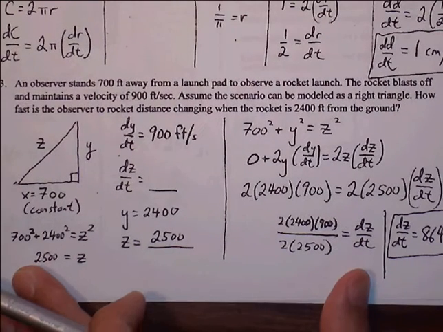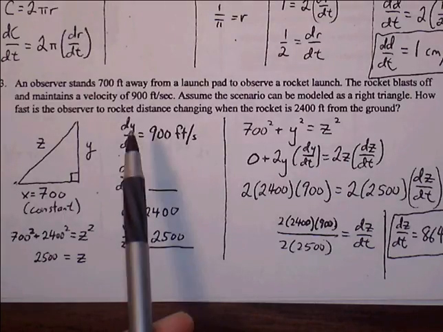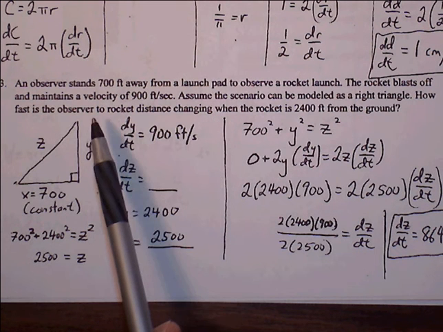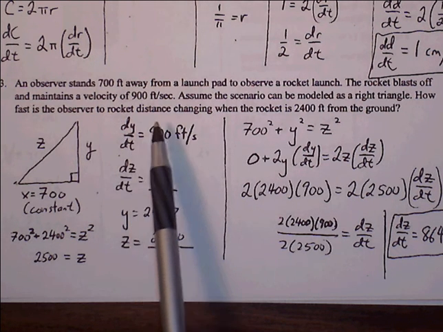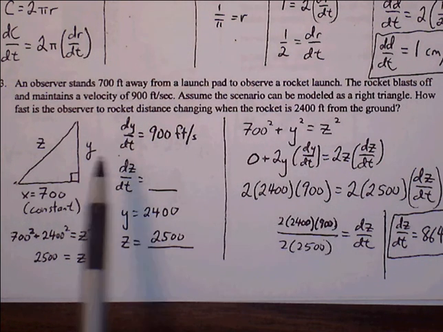Number 3. An observer stands 700 feet away from a launch pad to observe a rocket launch. The rocket blasts off and maintains a velocity of 900 feet per second. Assume the scenario can be modeled as a right triangle. How fast is the observer-to-rocket distance changing when the rocket is 2,400 feet from the ground?